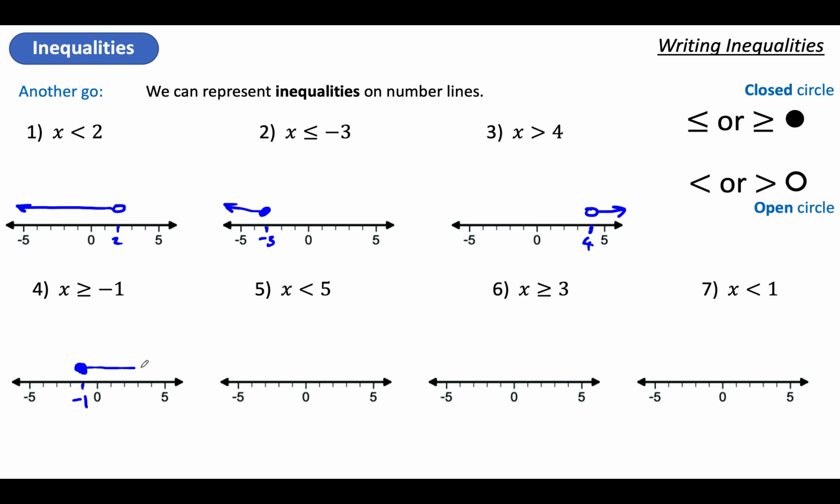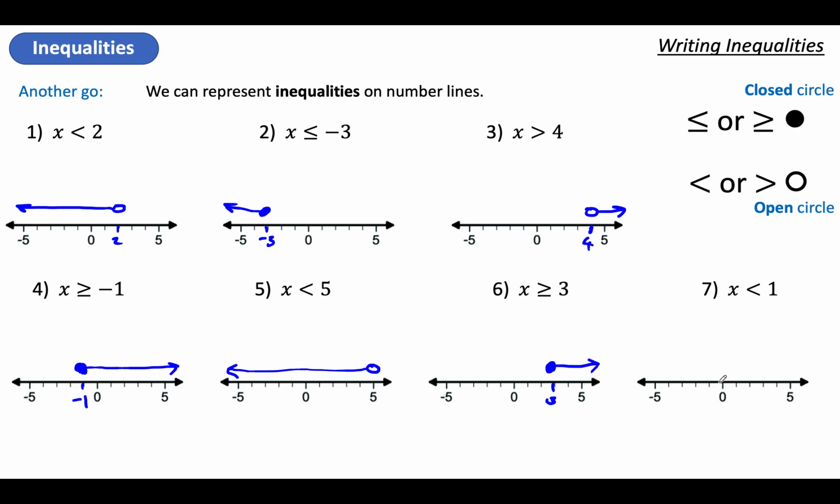And it's greater than, so we go to the right. X is less than 5. Well, there's 5. Put an open circle and an arrow to the left because it's less than. X is bigger than or equal to 3, so identify where 3 is. Put a circle, and this time it should be filled in because of the extra ink. It includes the number 3. And an arrow to the right because it's greater than.